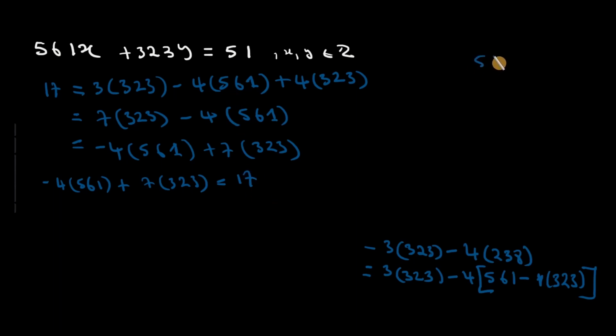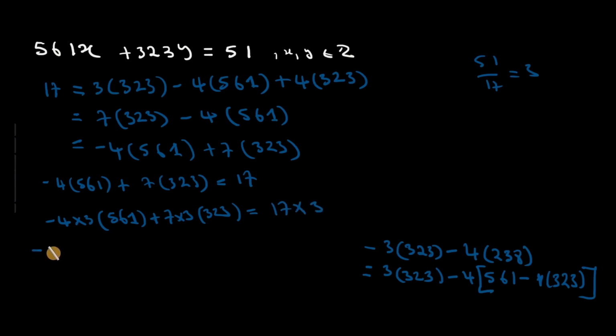You know, 51 divided by 17 is equal to 3. So if I multiply 17 by 3, I'm going to have 51. And if I multiply 17 by 3, it means I have to multiply all the terms in the left hand side also by 3. That is, I'm going to have minus 4 times 3 into 561 plus 7 times 3 into 323, which is equal to 17 times 3. That is minus 12 into 561 plus 21 into 323, since 7 times 3 is 21, is equal to 51. Now the right hand side is 51.